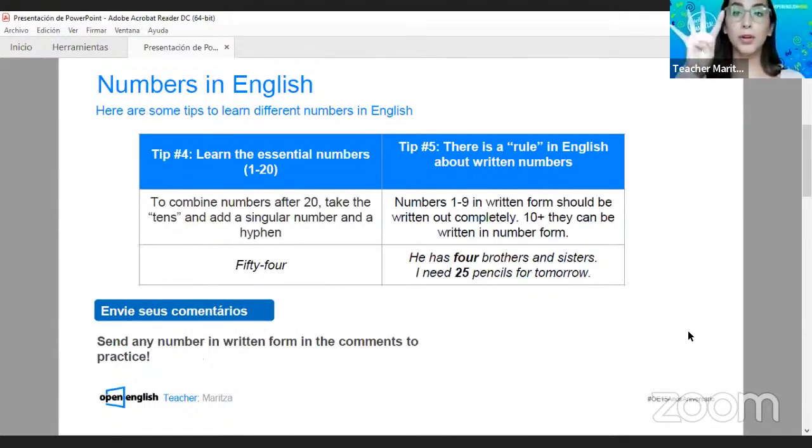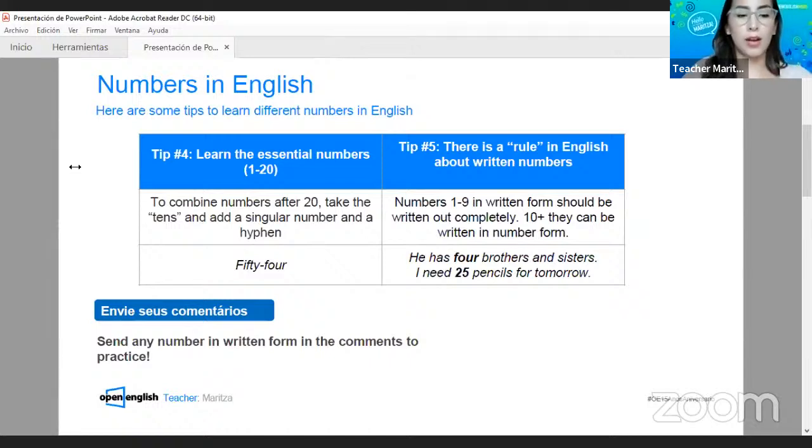All right, tip number 4. After you learn the essential numbers, to combine numbers after 20, you just take the tens and add a singular number and a hyphen. Okay, I'm going to show an example here.